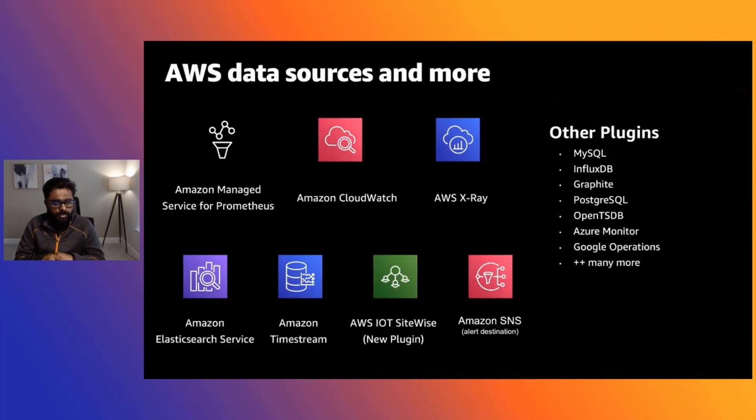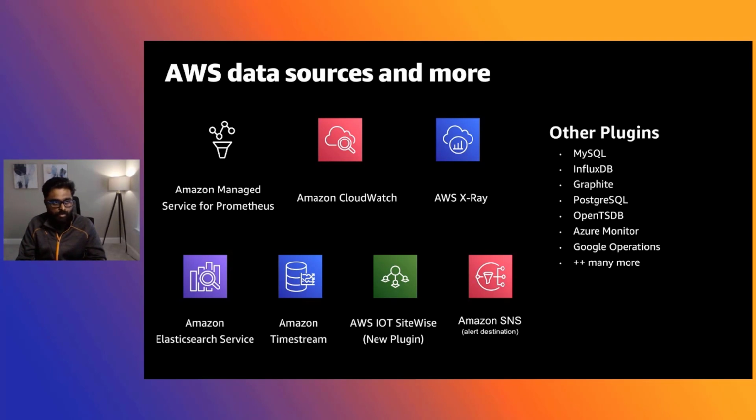All right, so these are all the different data sources that we support from an AWS perspective. The Prometheus data source, obviously, you can query CloudWatch, X-Ray, Elasticsearch, TimeStream, IoT SiteWise, and whatnot. So there are lots of data sources that you can use, and we are also working on other data sources as well. At the same time, when it comes to alerting, Grafana also supports alerting from within Grafana, and you can actually use Amazon SNS to send alerts from Grafana.